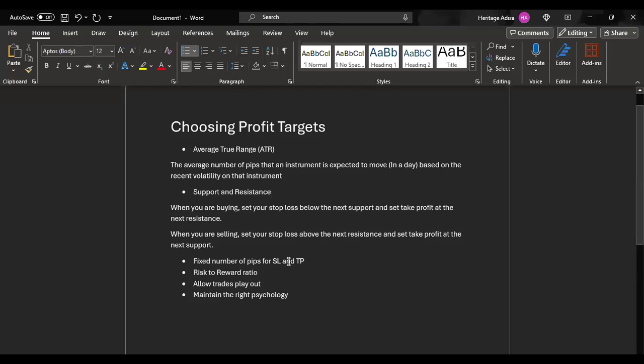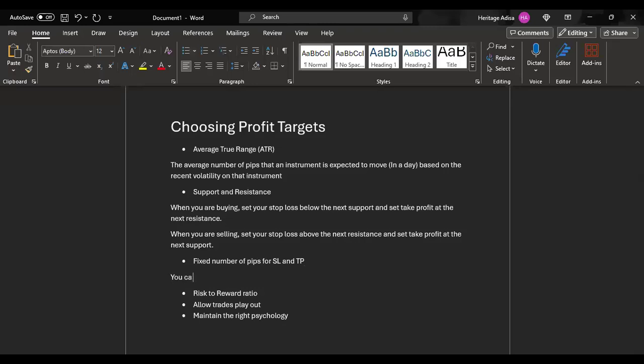The next point here is fixed number of pips for stop loss and take profit. I already mentioned this earlier on when I started. I said that you can choose to do that.